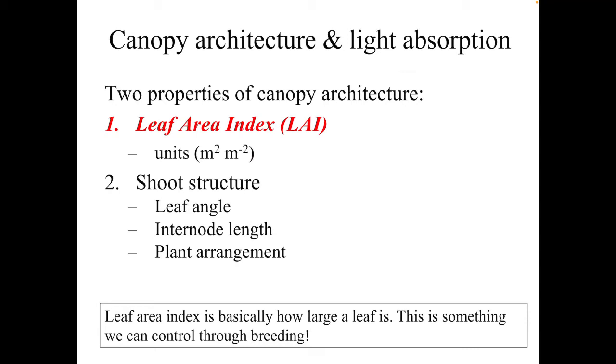These are things here that we can start to control. The leaf area index, in other words, how big the leaf is, and the shoot structure, the leaf angle, the internode length, and in particular, plant arrangement. So we may not be able to control, especially outside, the amount of light we get, but we can breed for bigger leaves, smaller leaves, leaves that are upright, leaves that are flat, etc., and we can grow those types of plants differently in our fields and in our greenhouses.